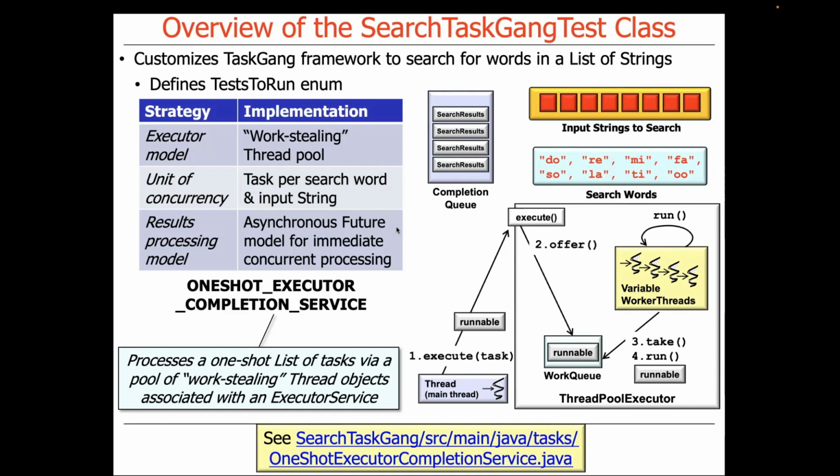And here we have a so-called work-stealing thread pool. We have the units of concurrency being both a task per search word and a task per input string. And the result processing model is an asynchronous future model for immediate concurrent processing. And this is the one that really has the most concurrency relative to different examples we've looked at. So those are the four different implementations we're going to take a look at.